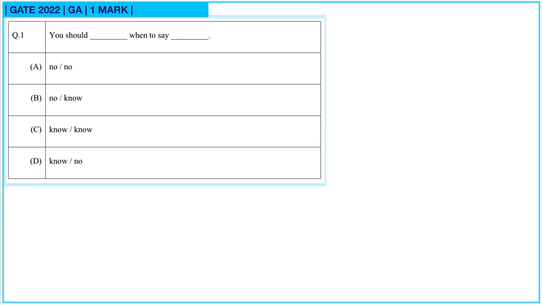Question 1. You should dash when to say dash. After "should" it should be a verb, so "no" is not correct. So you should know when to say no. So option D is correct.